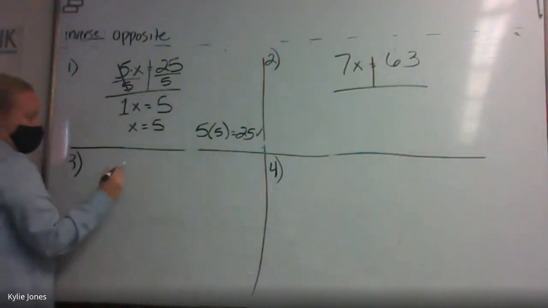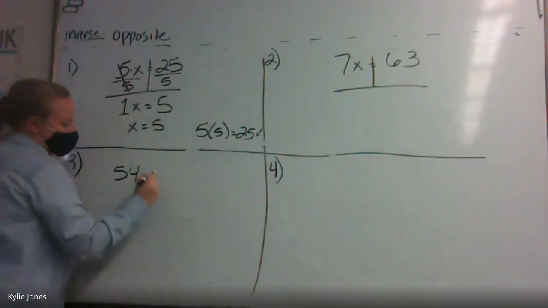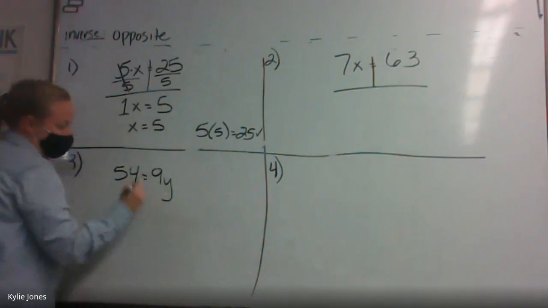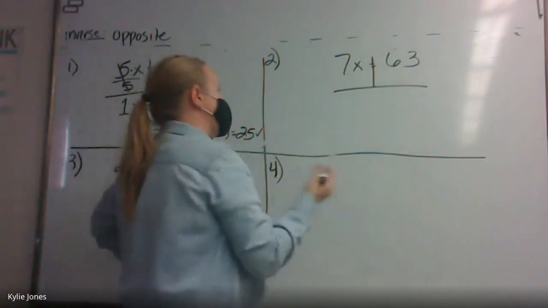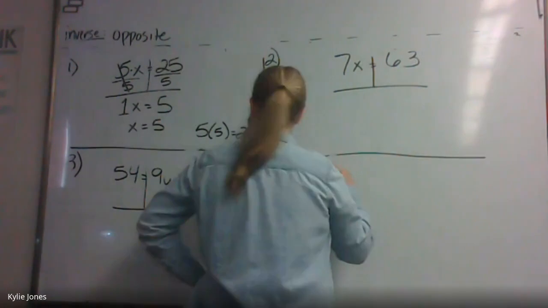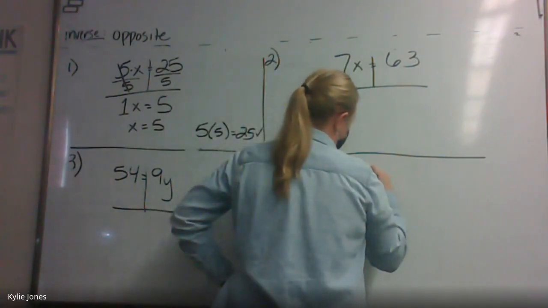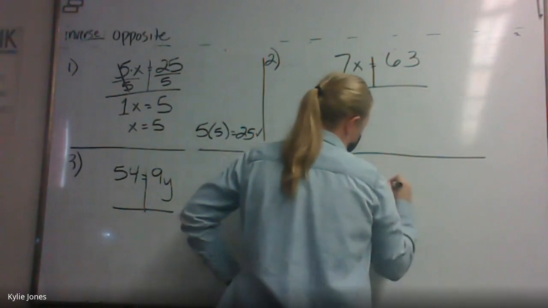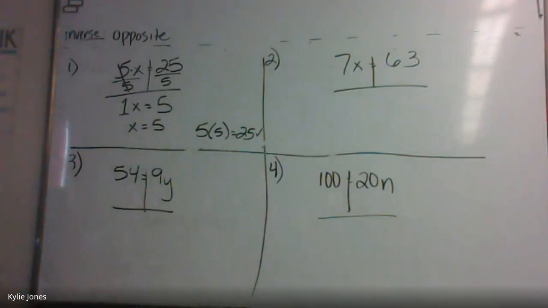And then 54 equals 9y. There's another one to solve. And your third one to solve: 100 equals 20n. So go ahead and solve that one too. So solve for those variables.